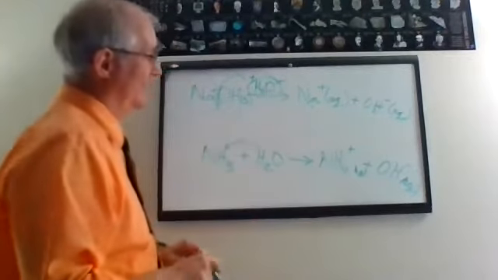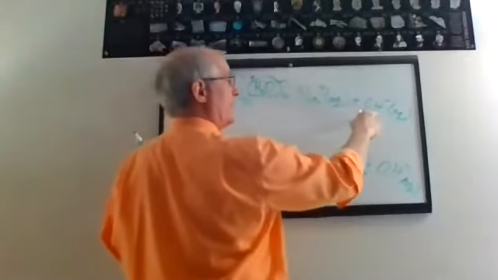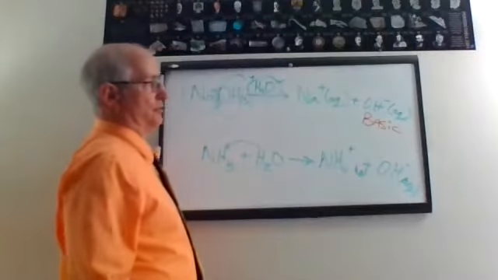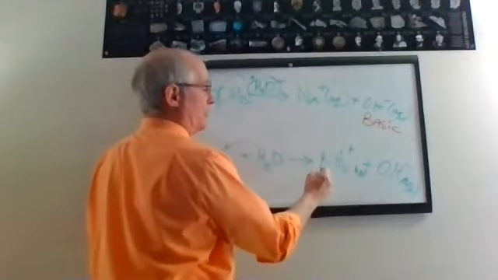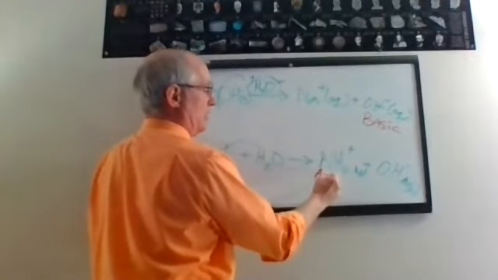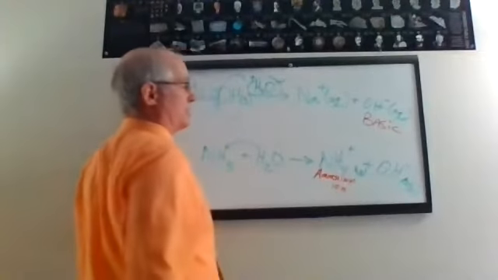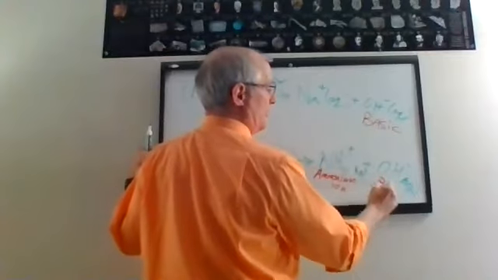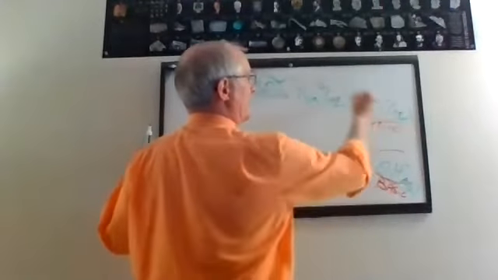Okay. Now, what is it that makes it a base? Is it the sodium ion? No, it's the negative hydroxide ion that makes that solution basic. What is it that makes this a base? Is it the positive? Oh, by the way, this has a name. Is it the positive ammonium ion that makes it a base? No, it's the negative hydroxide ion that makes it basic. That's what Arrhenius said.